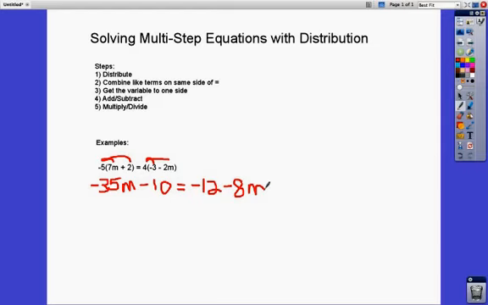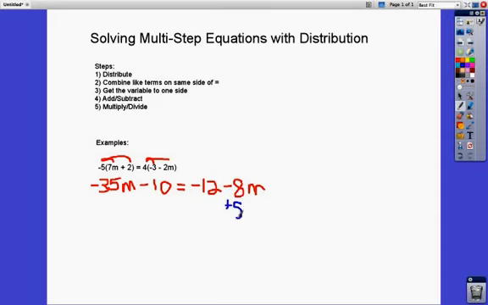But if you look at step 2, it says combine like terms on the same side of the equal. So if we look over here on the left, these aren't like terms. This has an m, this doesn't, so we can't combine them. And looking at the right, it's the same thing. Here's an m, this one doesn't. So we can't do step 2, so we move on to step 3, which is get the variable to one side. So it's your choice, you can get the variable on the left or the right, but I'm going to move it to the left.